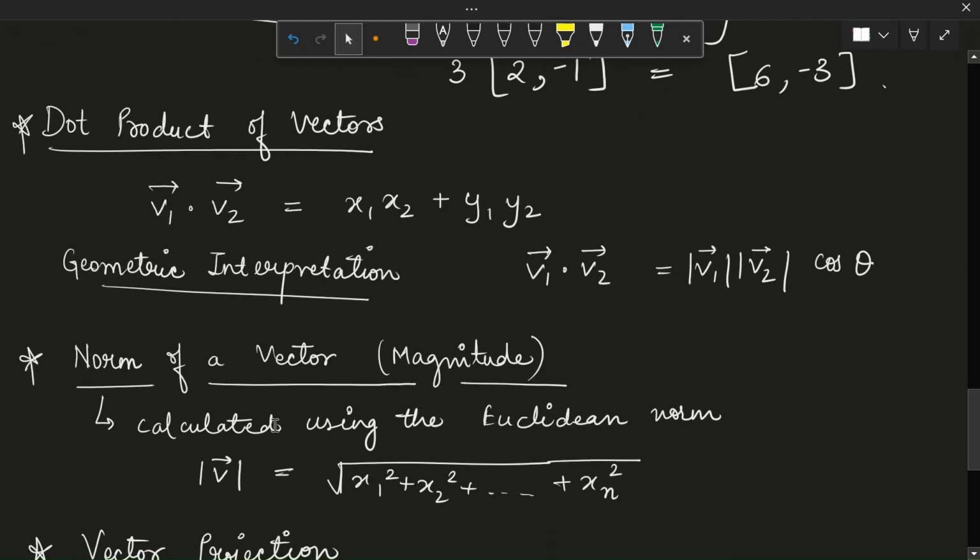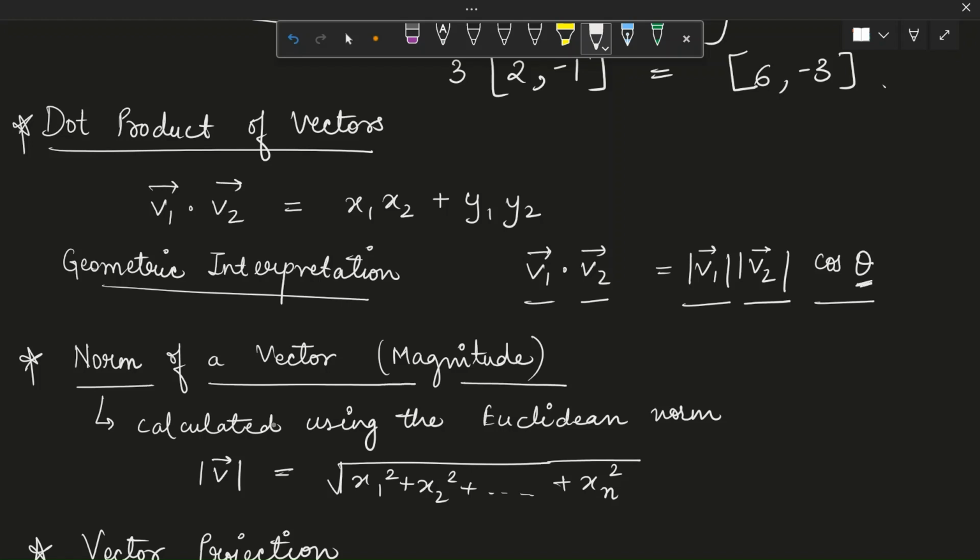Next come dot products of vectors. The dot product of two vectors measures their similarity. It is defined as v1 dot v2 equals x1 x2 plus y1 y2. When we consider its geometric interpretation, the dot product relates to the angle theta between the two vectors. Geometrically, v1 dot v2 gives the magnitude of v1 multiplied by the magnitude of v2 and cos theta, where theta is the angle between these two vectors.